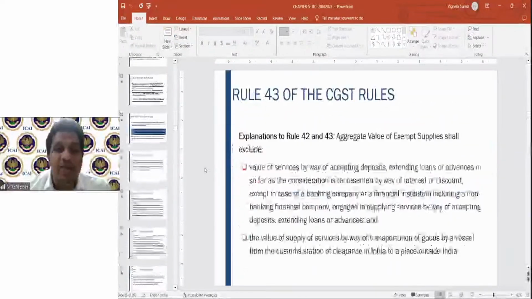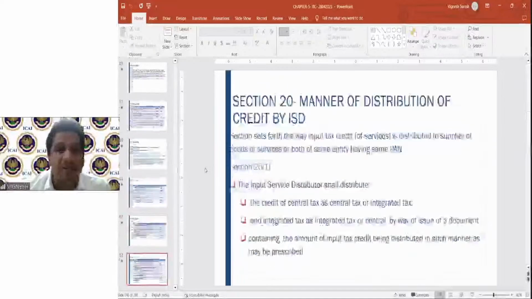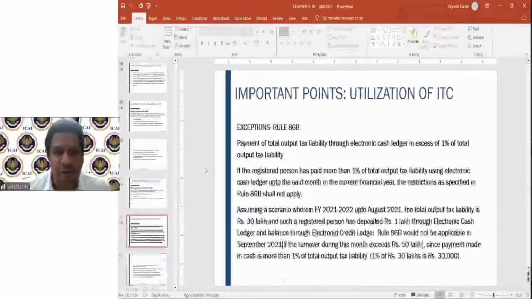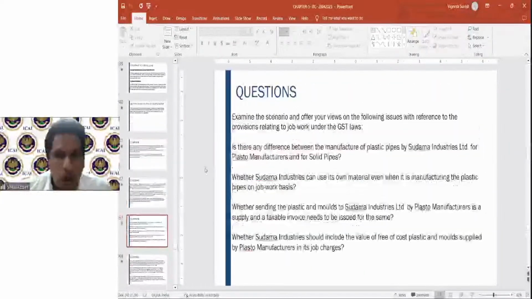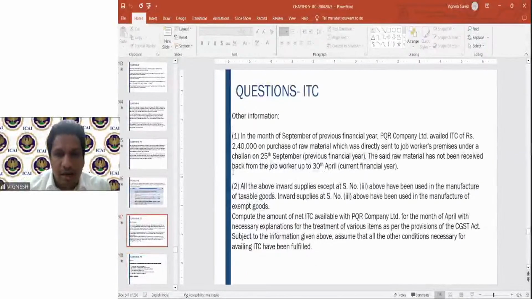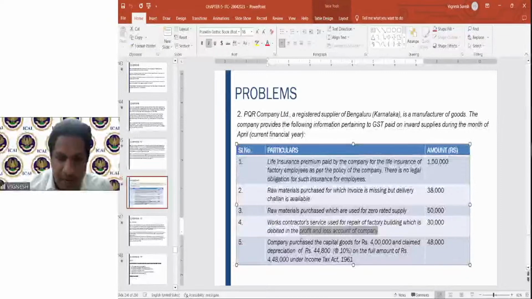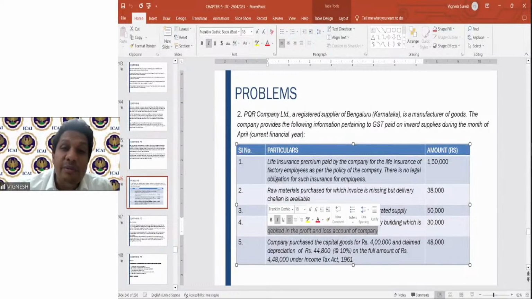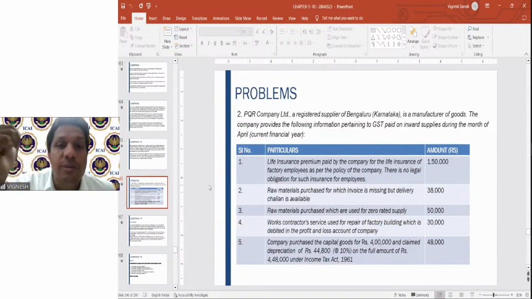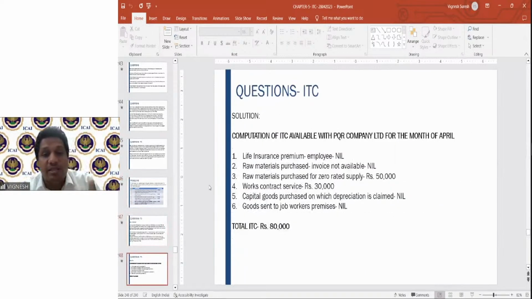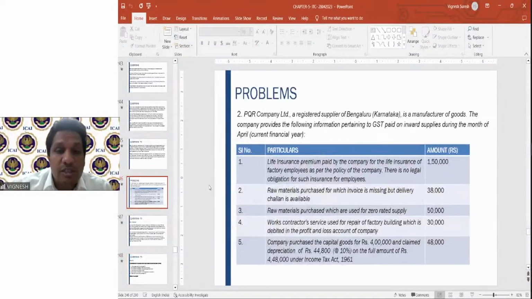But here what is happening? Let us go to the question and see. Very interesting question. Very, very tricky point. You can expect such questions in the examination. Here, works contract which is debited in P&L. If it is used for construction, why will it be debited in P&L account? Construction means it straight away goes to fixed assets. So since it is debited to P&L account, you cannot say it is construction. A repair of factory building which doesn't go to the balance sheet and is debited to the P&L is a business expense, and you can claim the respective input tax credit. So this 30,000 can be claimed.